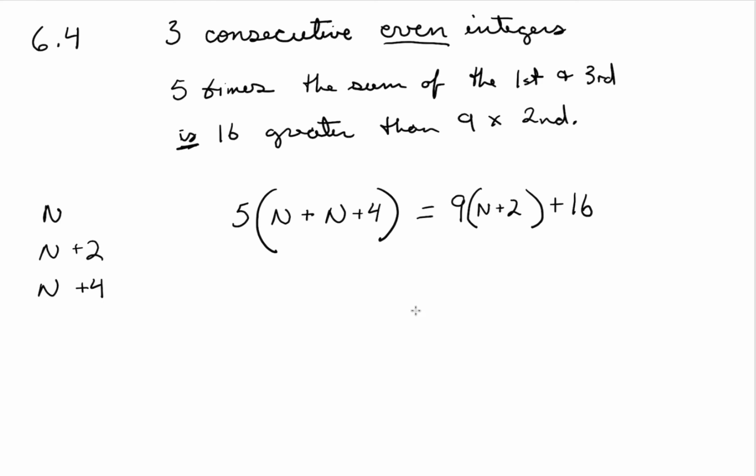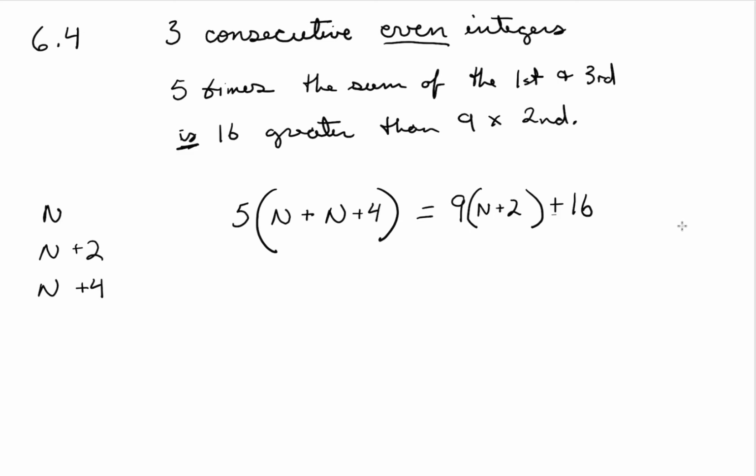Okay? We follow along. 5 times, that's this 5 in the parenthesis, the sum, that's just plus sign, of the first and the third. So here's the first and here's the third. Is, that's the equal sign, 16 greater, so we're going to add 16 to something, then this is what we're going to add it to. 9 times the second number, and the second number is n plus 2. All right, that's our word problem, illustrated in an expression and an equation.